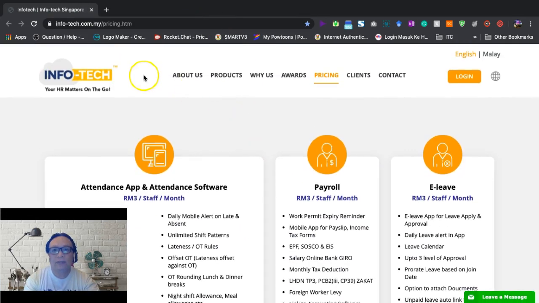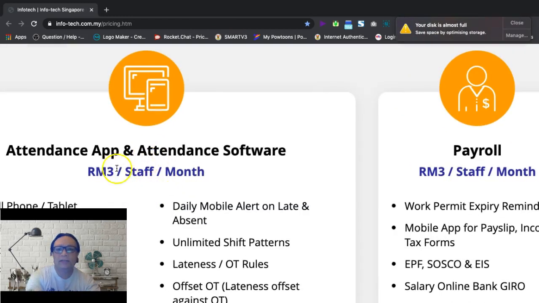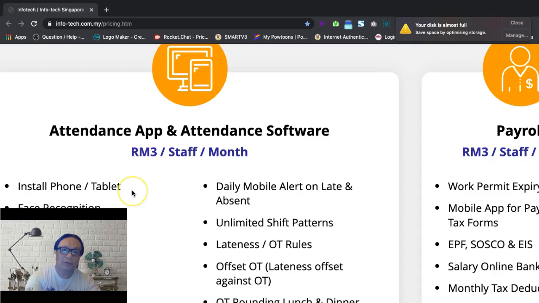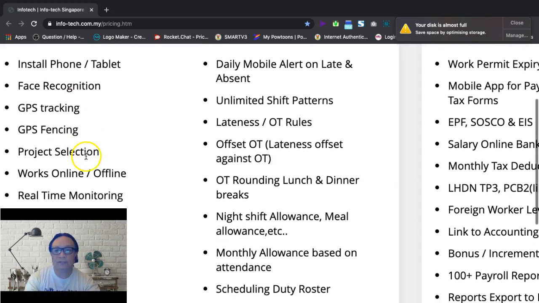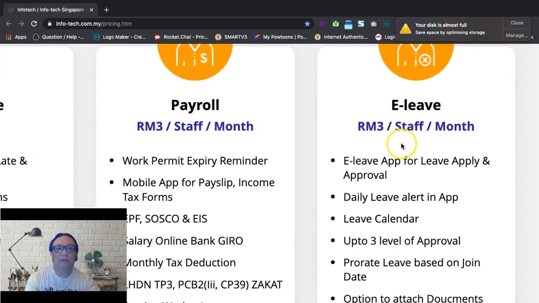The last one here is related to human resource. As you can see, this is offered by a Malaysian company because they quote in RM. It is RM3 per staff per month to get this attendance application or attendance software. It enables you to do all these features. It is based per staff per month, with payroll and also e-leave.